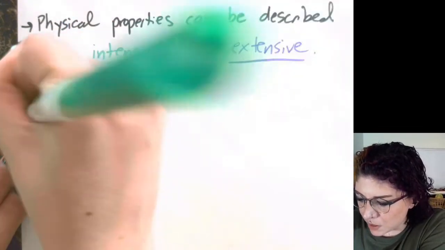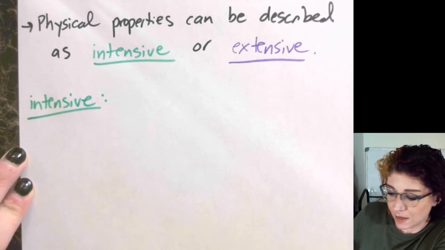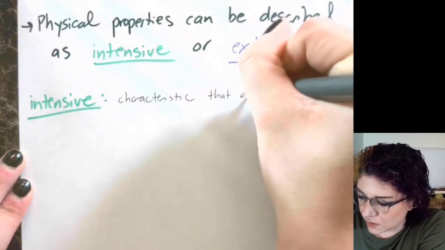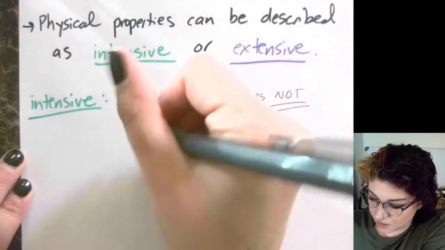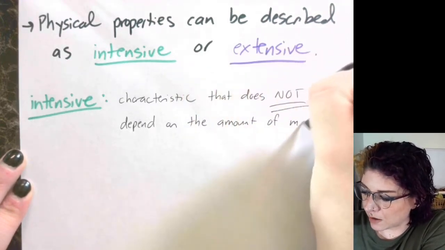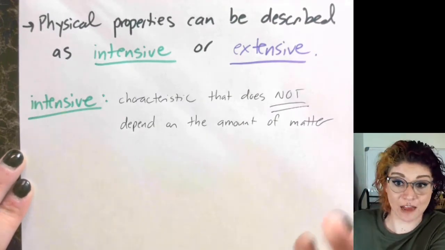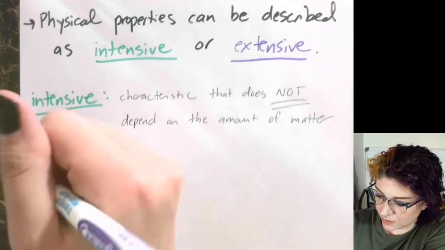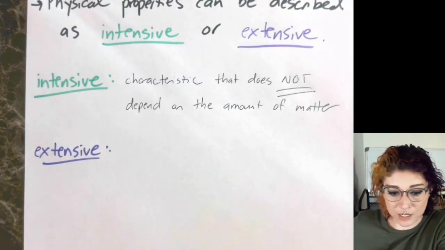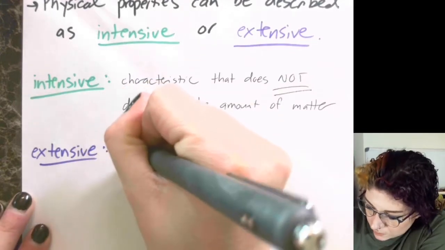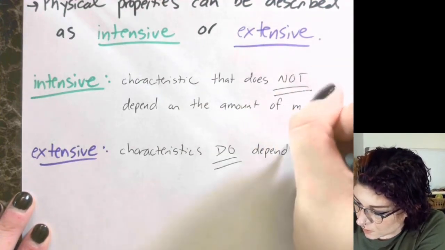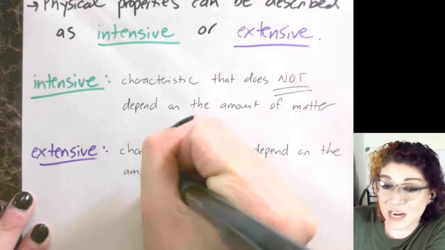So if a property is intensive, that means it is a characteristic that does not depend on the amount of matter. So how much of the object or substance you have. Conversely, an extensive property is one where the characteristics do depend on the amount of matter, so how much of that substance you have.